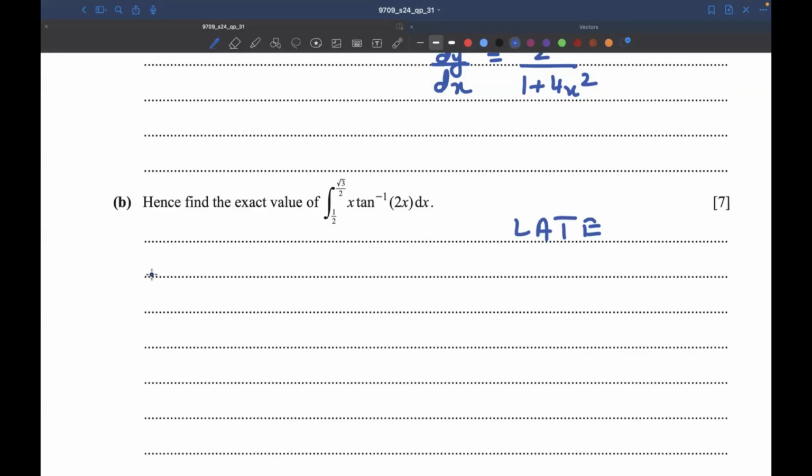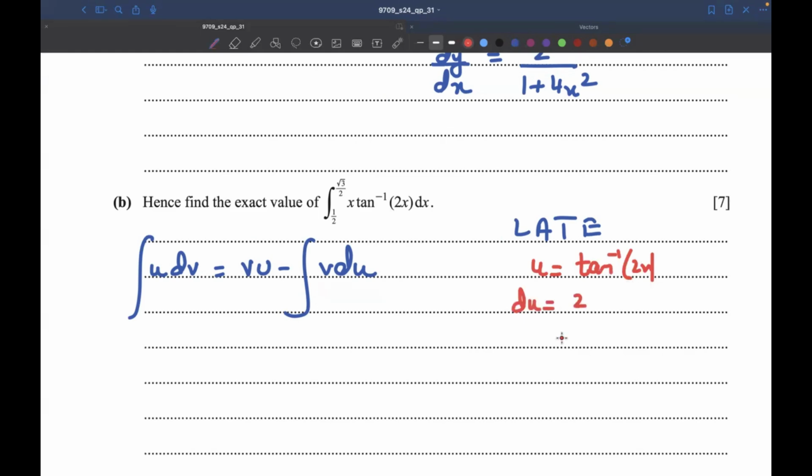But when we apply the integration by parts in this case, this is the formula over here. The integral of u dv is equal to vu minus the integral of v du. Now, as we have an inverse function over here, we'll take this as u. That will be taken as tan inverse of 2x, and du will be taken as 2 upon 1 plus 4x squared. And dv we can take as x in this case. So v will be equal to x squared upon 2, which is the integral.